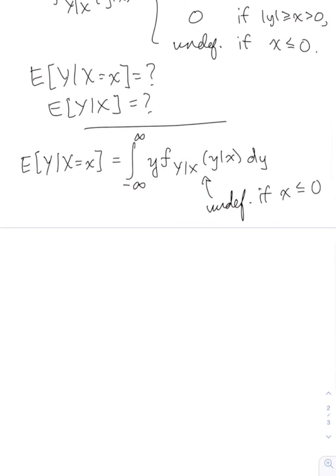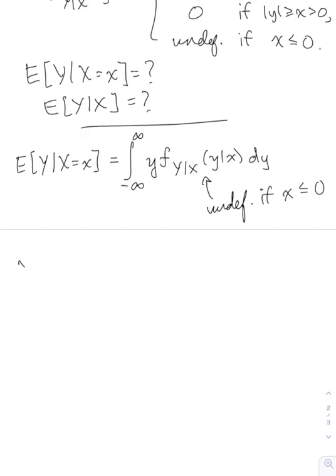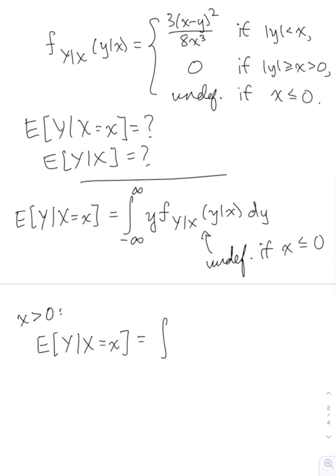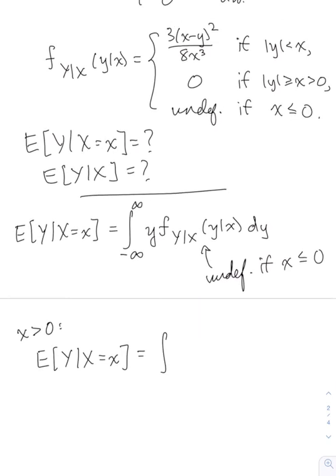So we want to just consider x greater than 0. So what happens when x is greater than 0? Then we have the integral from, well, not negative infinity to infinity. If x is greater than 0, that density is only non-zero when absolute y is less than x. So we're only going to be integrating dy from negative x to x. And then on that interval, the conditional density is 3 times x minus y squared over 8x cubed, and we integrate that dy.